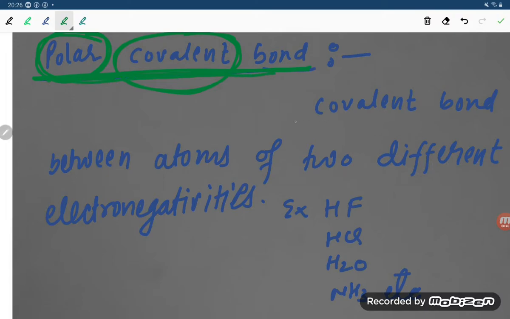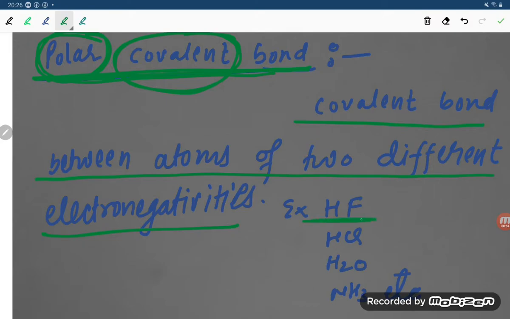Let us read. Covalent bonds between atoms of two different electronegativities are called polar covalent bonds, like HF, students. Hydrogen is electropositive, fluorine is electronegative. HCl, H2O, NH3, they are polar covalent bonds.